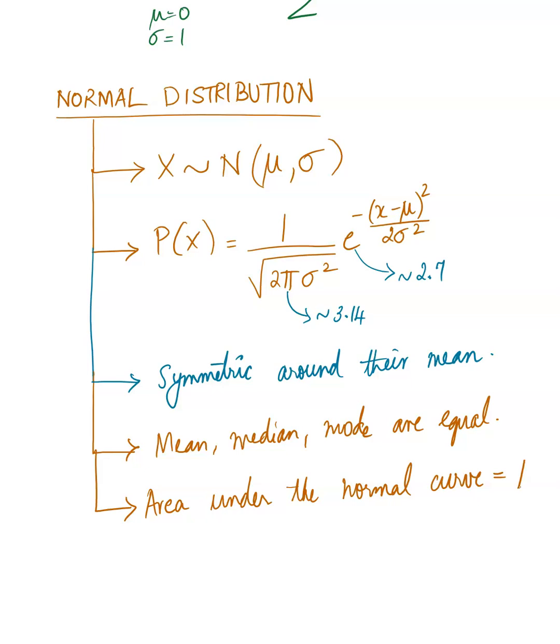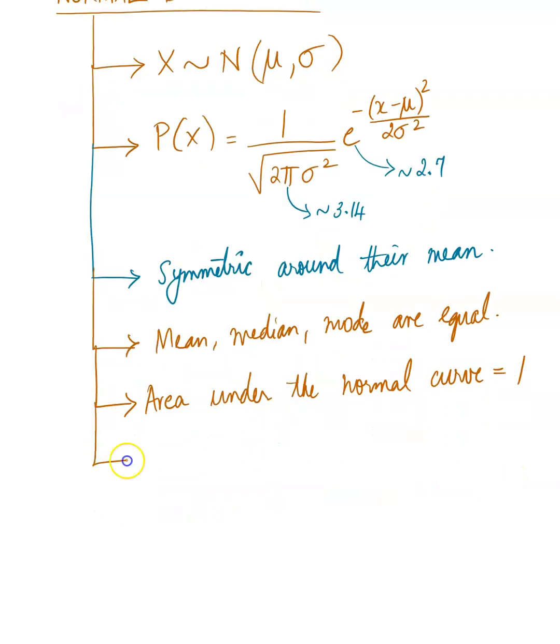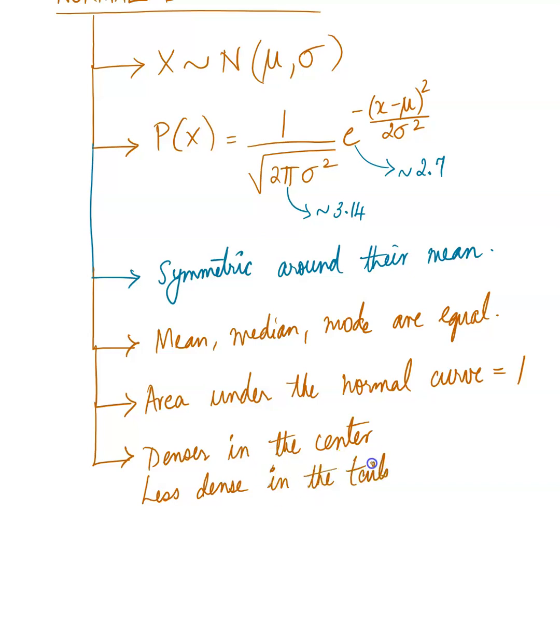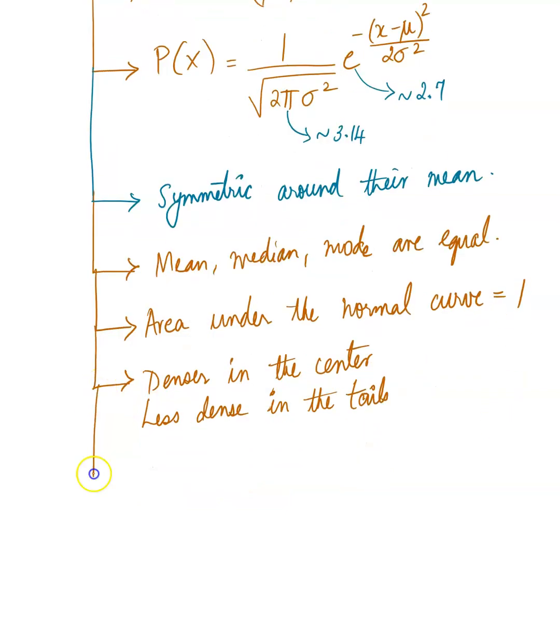And the normal distributions are denser in the center because you have more values around the center. And towards the tail, it tapers and is less dense in the tails. So I'll just say denser in the center, less dense in the tails. And of course the two parameters are mu and sigma. These are the parameters, the characteristics of this distribution.